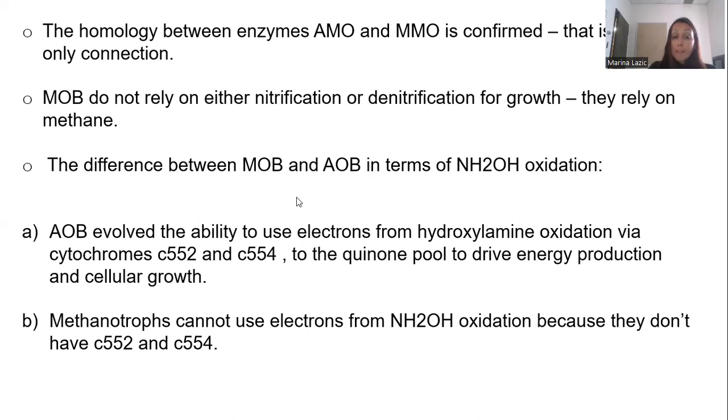So the difference between MOB and AOB is in energy extraction from ammonia oxidation. And where is the difference? Ammonia oxidizers have the ability to use electrons from hydroxylamine oxidation via those two cytochromes that I mentioned in the first two slides to the quinone pool, and they use those electrons to drive energy production for cellular growth. During evolution, methanotrophs lost those two cytochromes, so they cannot use electrons from hydroxylamine oxidation. There is nothing to carry those electrons to the quinone pool, so they cannot grow only on ammonia, but they can assimilate ammonia as a nitrogen source.